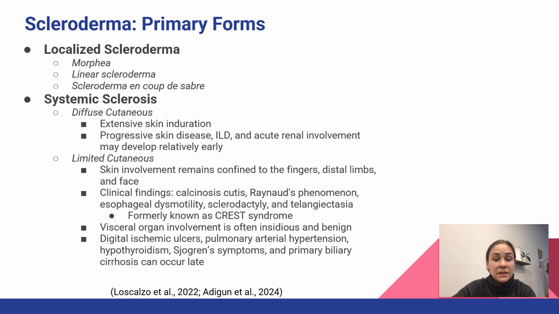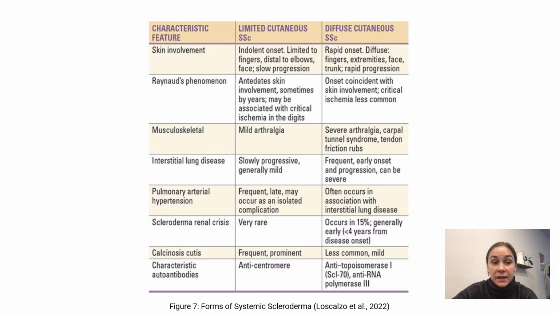The clinical findings include calcinosis cutis, Raynaud's phenomenon, esophageal dysmotility, sclerodactyly, and telangiectasia. It is formally known as CREST syndrome. There is visceral organ involvement that is often insidious and benign. Digital ischemic ulcers, pulmonary arterial hypertension, hypothyroidism, Sjogren's symptoms, and primary biliary cirrhosis can occur late. Here is another illustration just demonstrating the differences between limited cutaneous and diffuse cutaneous in systemic sclerosis.